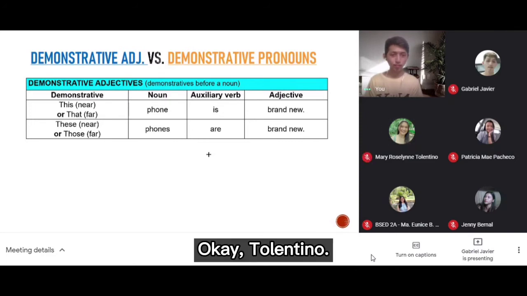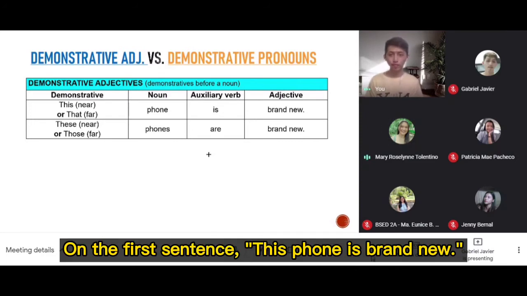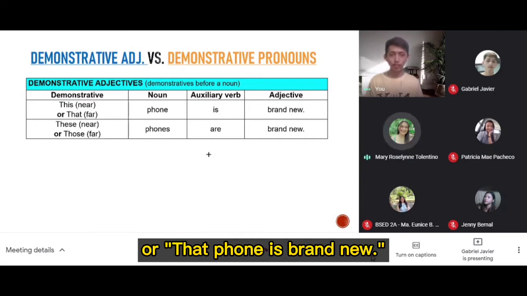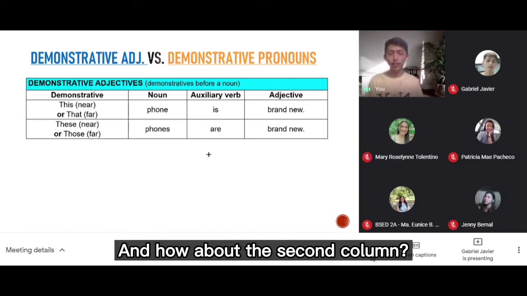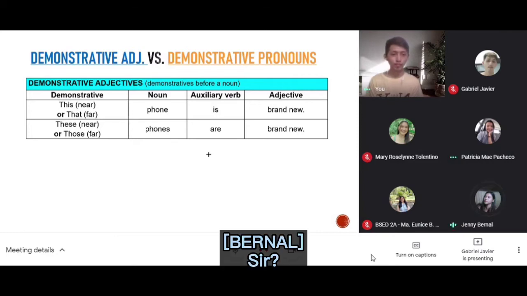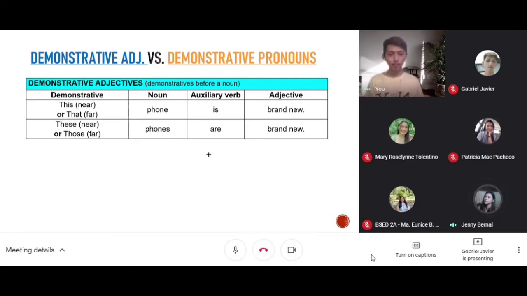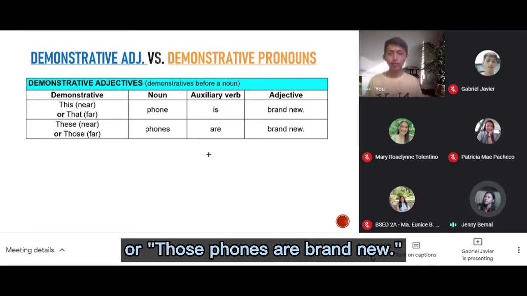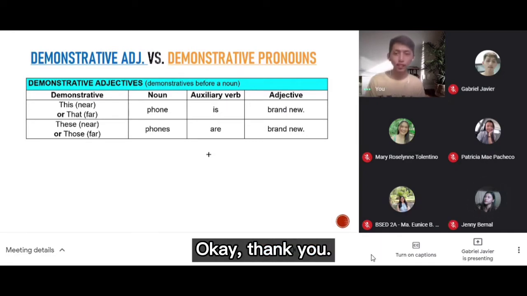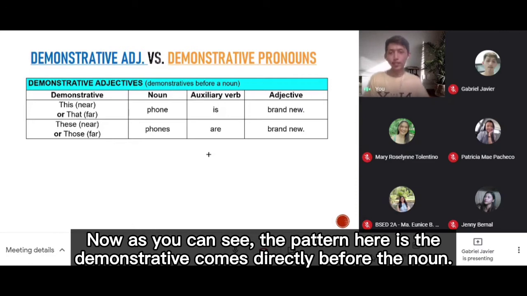Tolentino: The first sentence: this phone is brand new, or that phone is brand new. Okay, thank you. And how about the second column? Bernal: These phones are brand new, or those phones are brand new. Okay, thank you. Now, as you can see, the pattern here is the demonstrative comes directly before the noun.